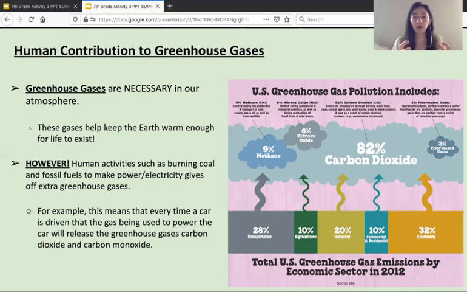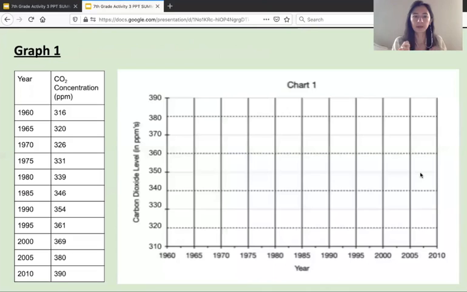If you are pumping extra greenhouse gas out into the atmosphere, and you know because of the greenhouse effect that greenhouse gases love to take in heat and keep it, what do you think is going to happen to the overall temperature of the Earth as there are more and more greenhouse gases trapping more and more heat? So that is what we're going to investigate in 2 graphs in the next upcoming slides. So stick with me. This is graph number 1.